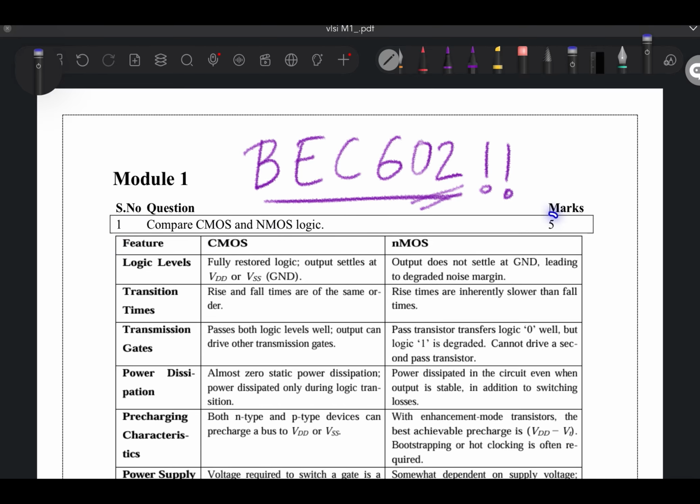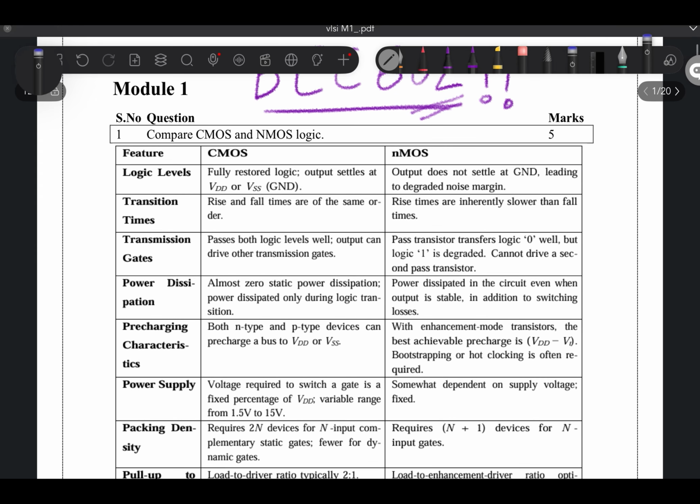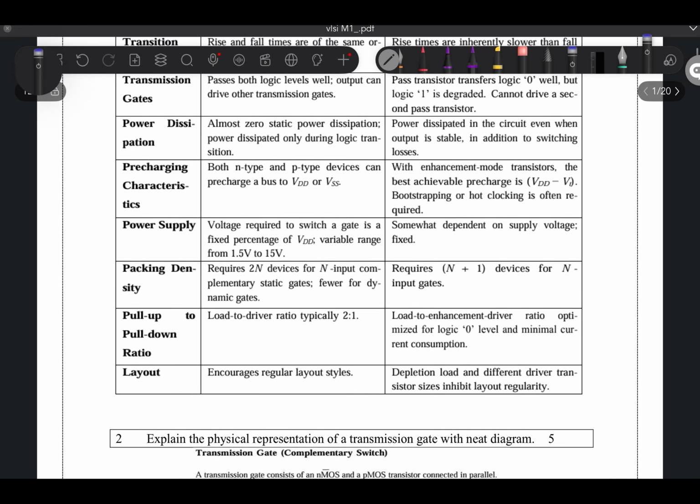This usually carries 5 marks. Sometimes it goes to 10 marks, so you should be careful. You can skip all these steps, but 5 marks means 5 points. You should write 1 mark for each point. So easily you can write 5, 6, 7 points. This is also a confirmed question.